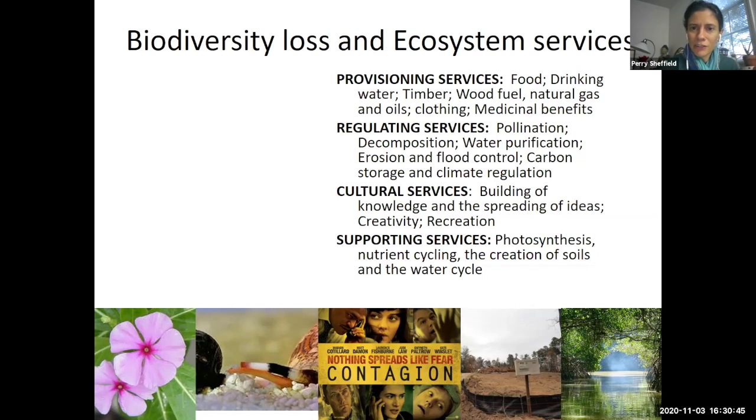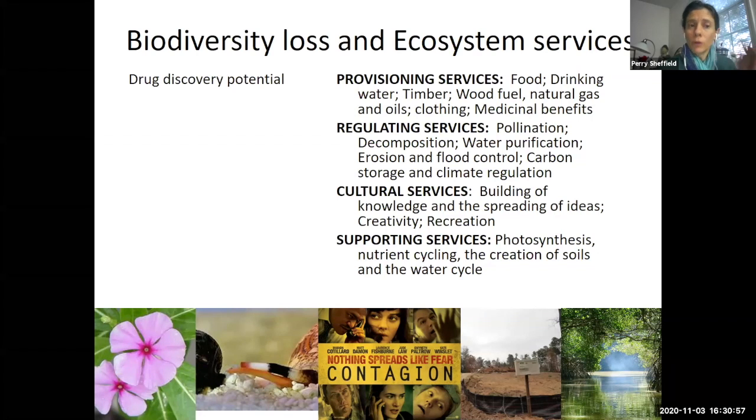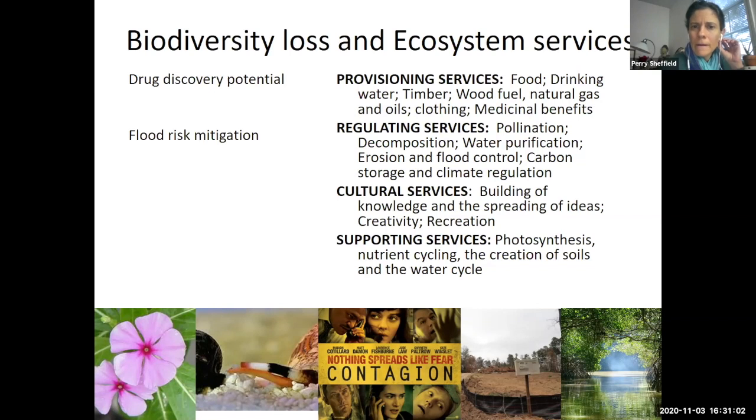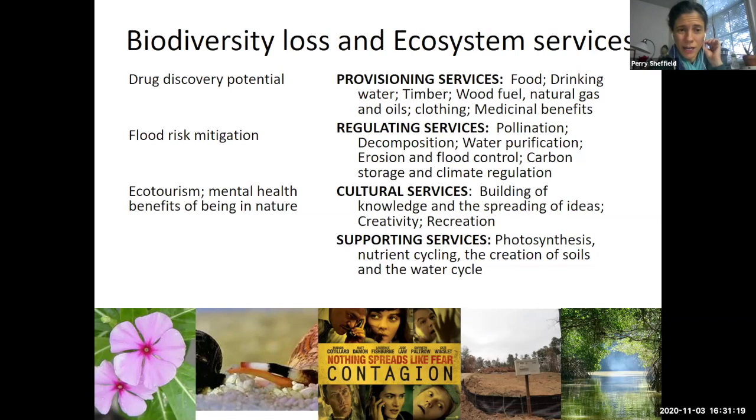So in the category of provisioning services, Cappy mentioned the water cycle, which is down under supporting. In provisioning services, we can think about timber, for example, where we get wood. Now I'm going to give some examples on the right, like drug discovery potential. In regulating services, flood control is a really important one. I mentioned mangroves, so flood risk mitigation. But there are also things like carbon storage and climate regulation. This is one of the connections to climate change. We'll talk a little more about climate change in just a minute.